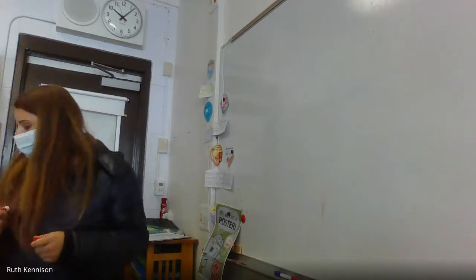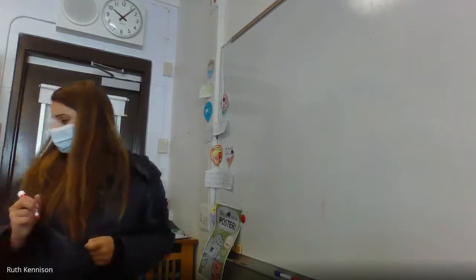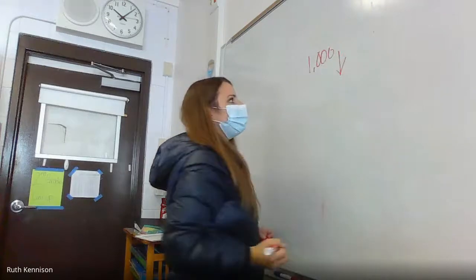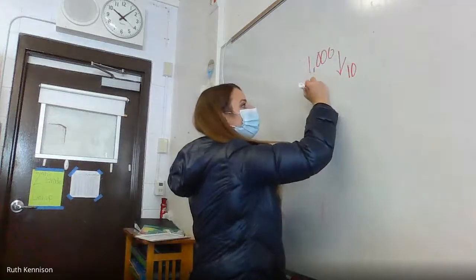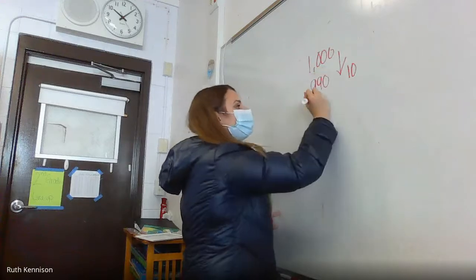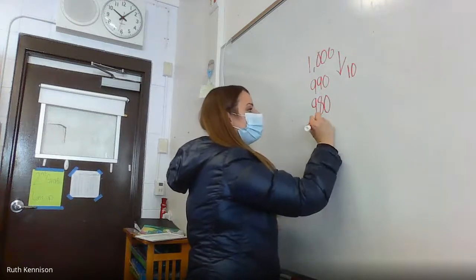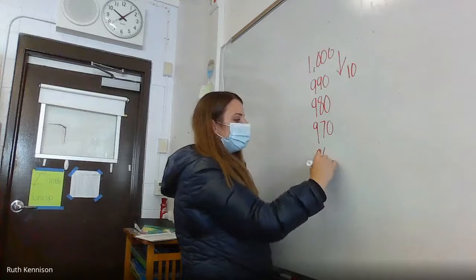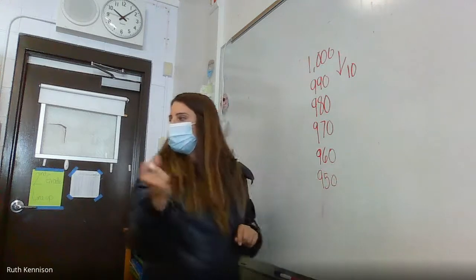All right. So if we're going to count down from 1,000, we're going to count down by tens. So 1,000, 10 less would be 990. 10 less would be 980. 10 less would be 970. 10 less would be 960. 10 less is 950.